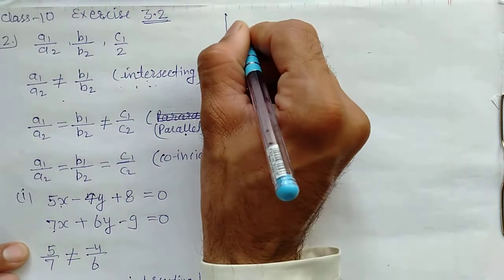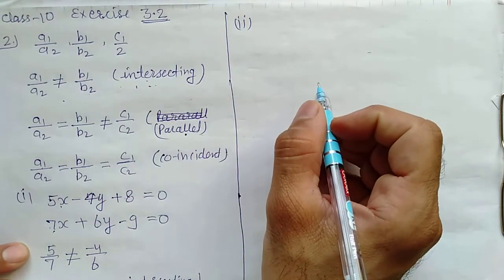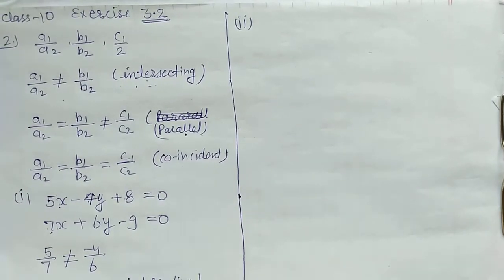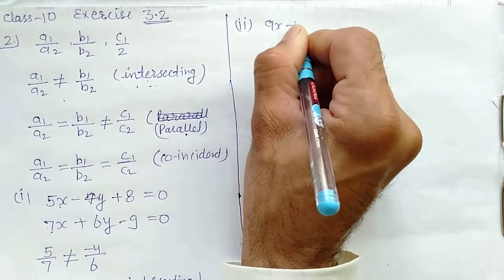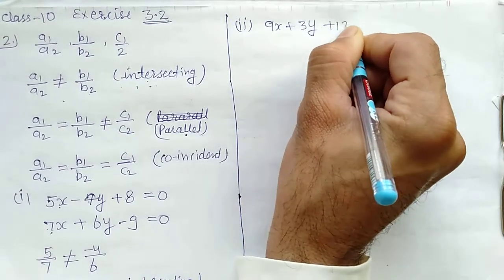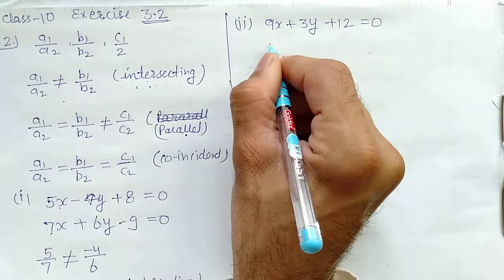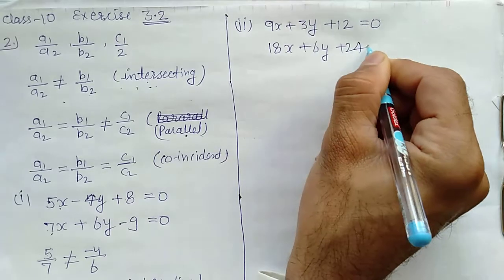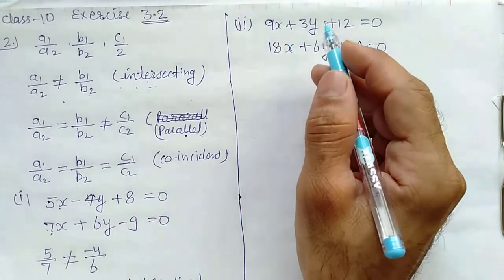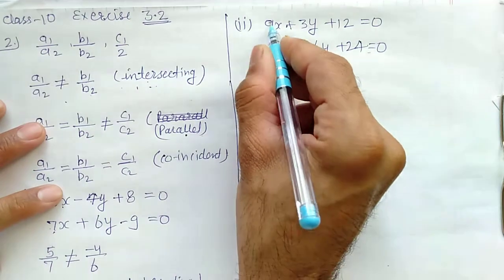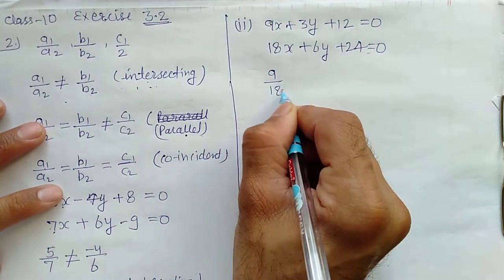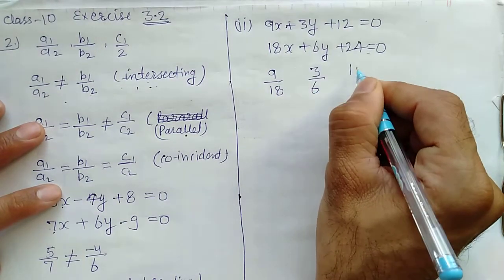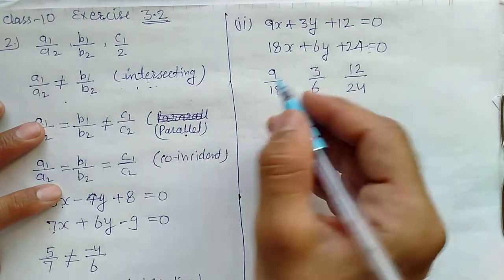Okay, next, number 2 in the same. Number 2 is 9x plus 3y plus 12 is equal to 0, and the second is 18x plus 6y plus 24 is equal to 0. Two equations are given. Let's check this one. a1 upon a2 is 9 upon 18, b1 upon b2 is 3 upon 6, c1 upon c2 is 12 upon 24. Let's solve this.